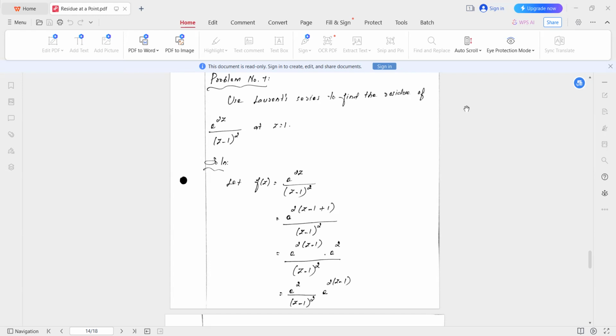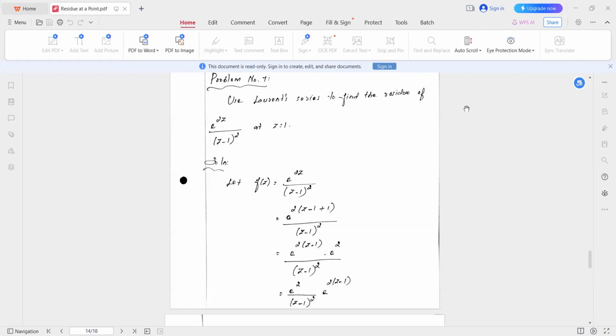We are asked to find the residue of the given function at the point 1 by using Laurent series. We should not use the formulas here. Using Laurent series only, we are going to find the residue at the point 1. Using Laurent series means, by definition, the coefficient of 1 by z minus 1 in the Laurent series expansion is the residue of f of z at the point 1.